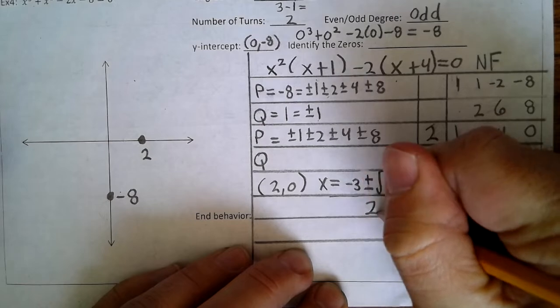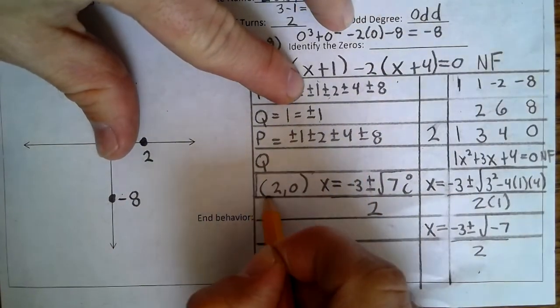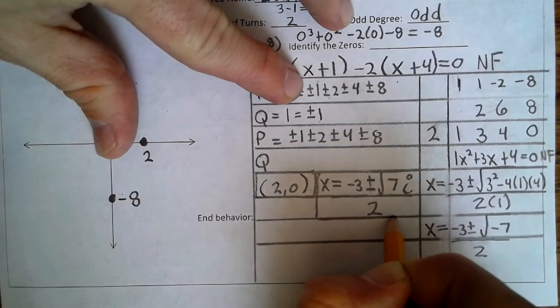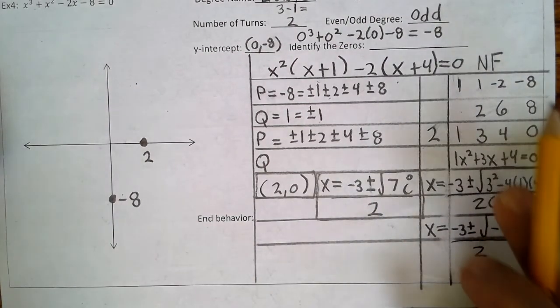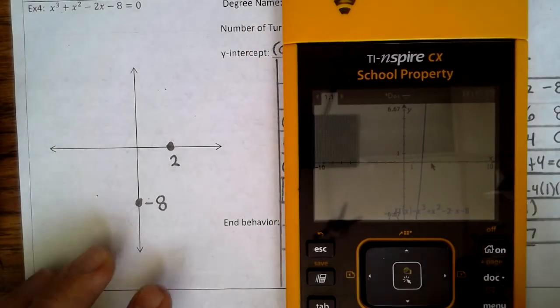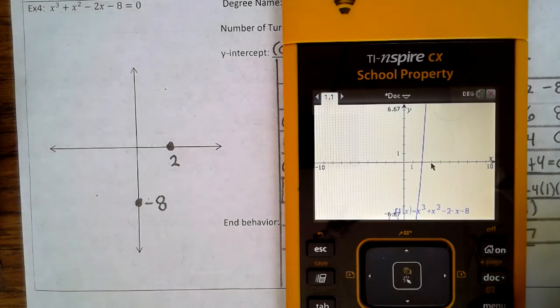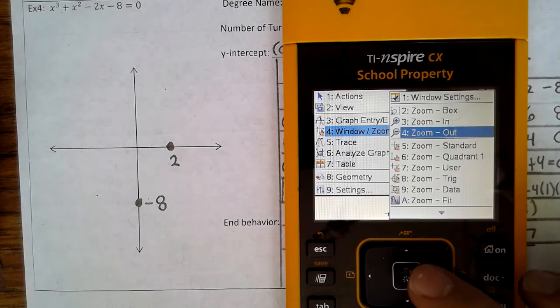And let me show you what the graph looks like when you have an imaginary zero. Okay. So let's come back to our graph. Now I'm going to go to Menu, Window Zoom, and zoom out. Click once, and that should be enough. And you can see here that this is one of your negative imaginary zeros, and this is your positive imaginary zero. Okay, so let's sketch that graph.